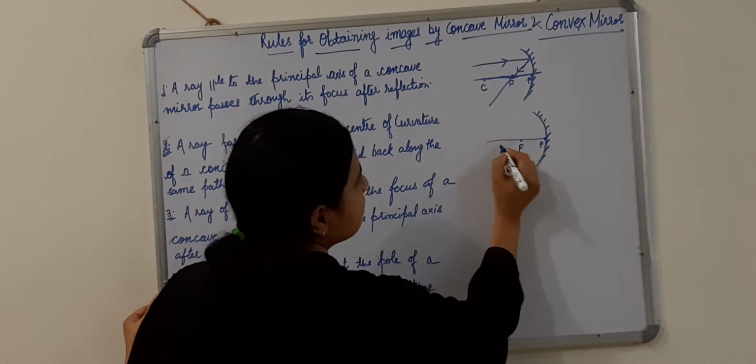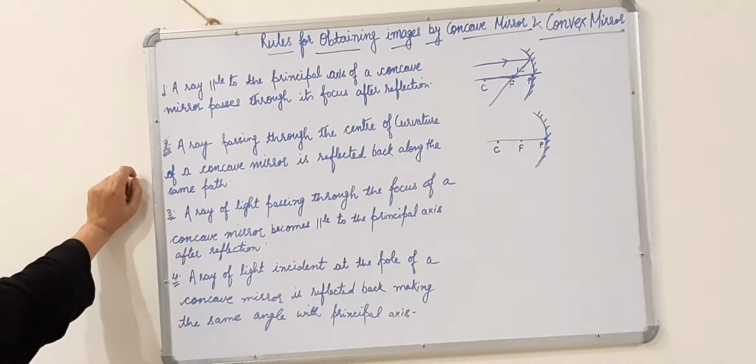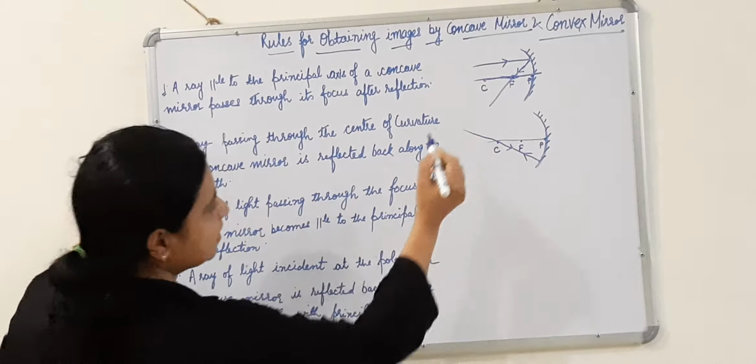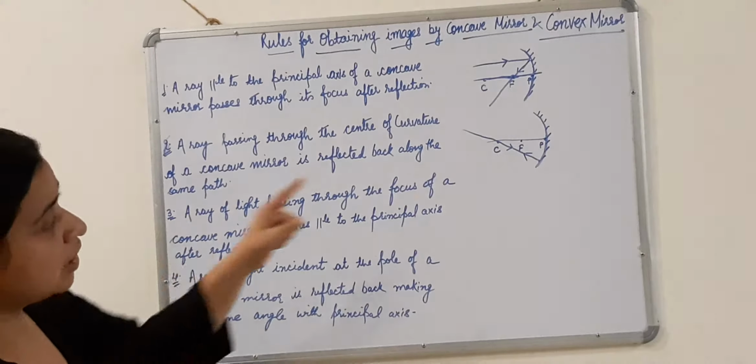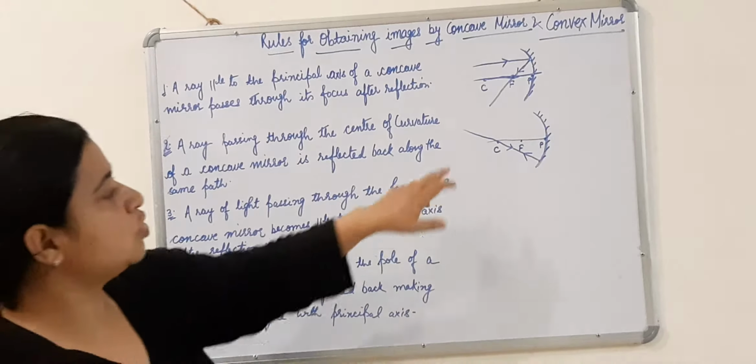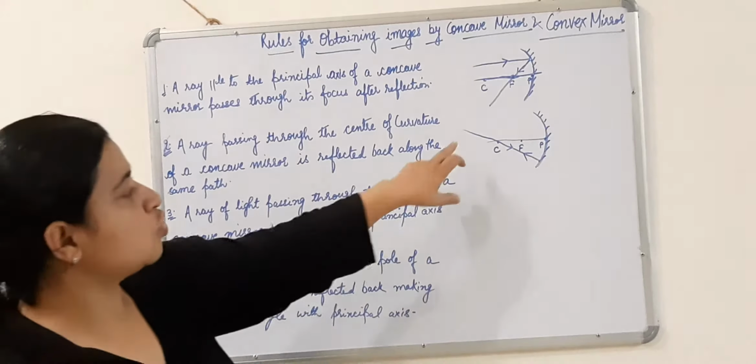A ray passing through the center of curvature of a concave mirror is reflected back along the same path. Suppose our object is somewhere. Any ray of light passing through the center of curvature, after reflection it will retrace the same path or go back along the same path. This is our second rule. If in your ray diagram you draw any ray which is coming through the center of curvature of a concave mirror, after reflection it will retrace its path, or go back along the same path from which it had come. This is the second rule.